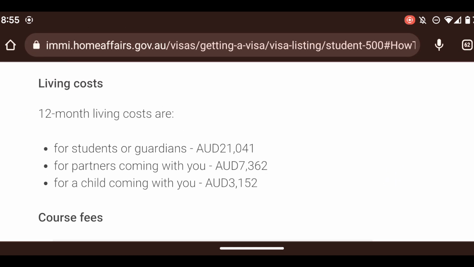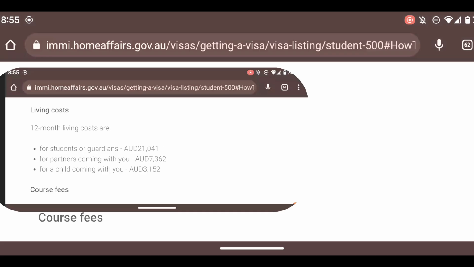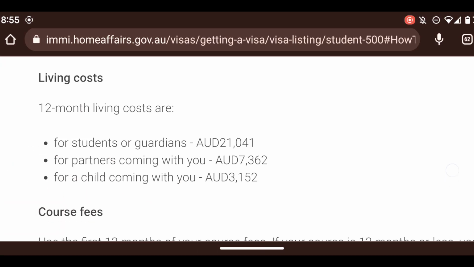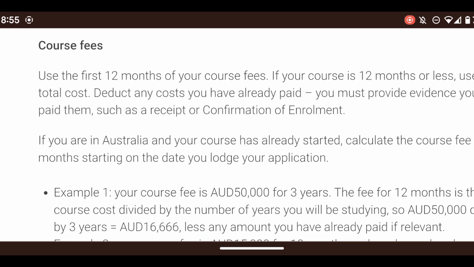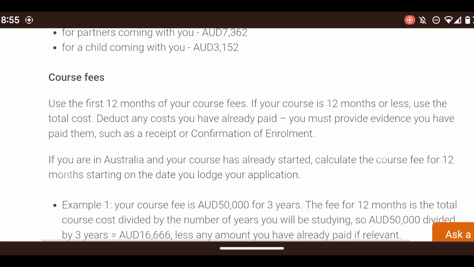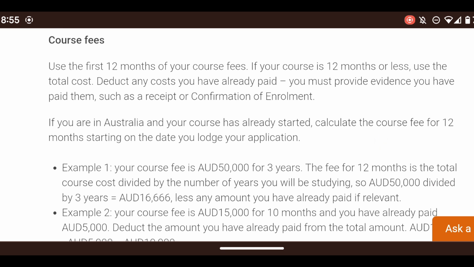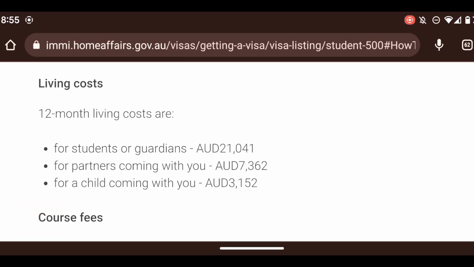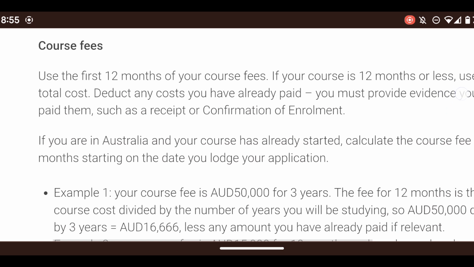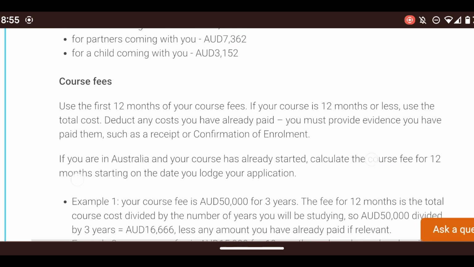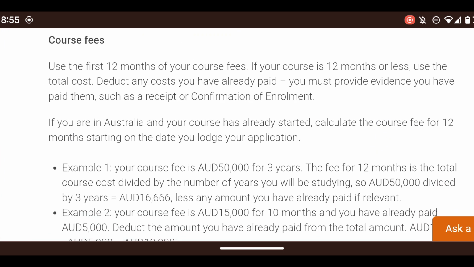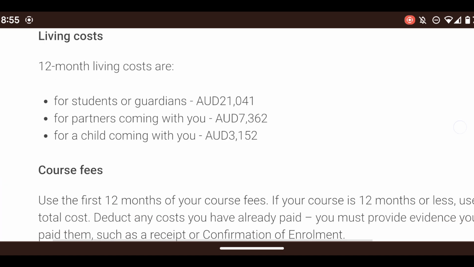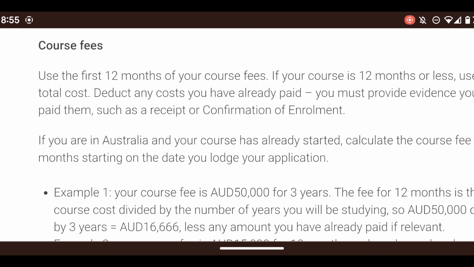The calculation is here. For one person, your cost of living in Australia is $21,041, okay. And if your partner is joining you, the cost of living for your partner is 7.3 thousand Australian dollars, and for a child it is about 3,000. So calculate it and you will see how much you will need for cost of living.